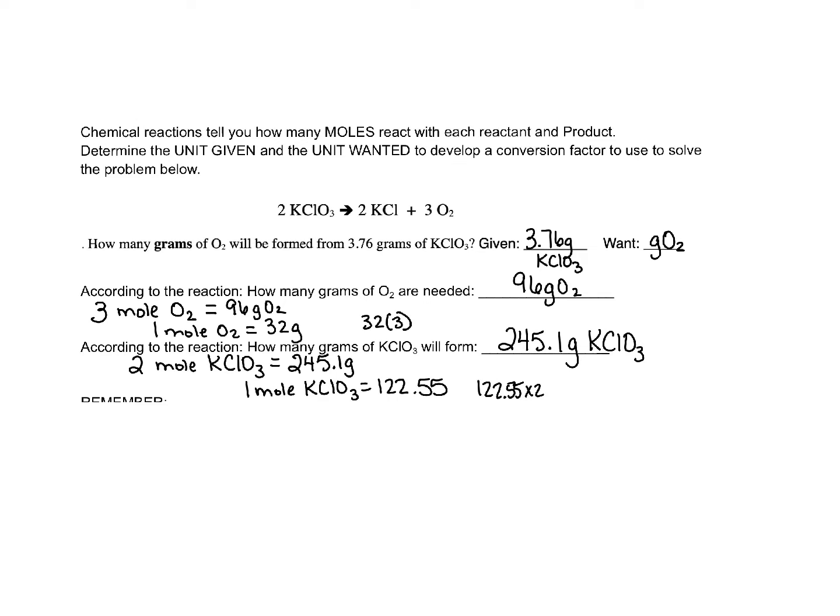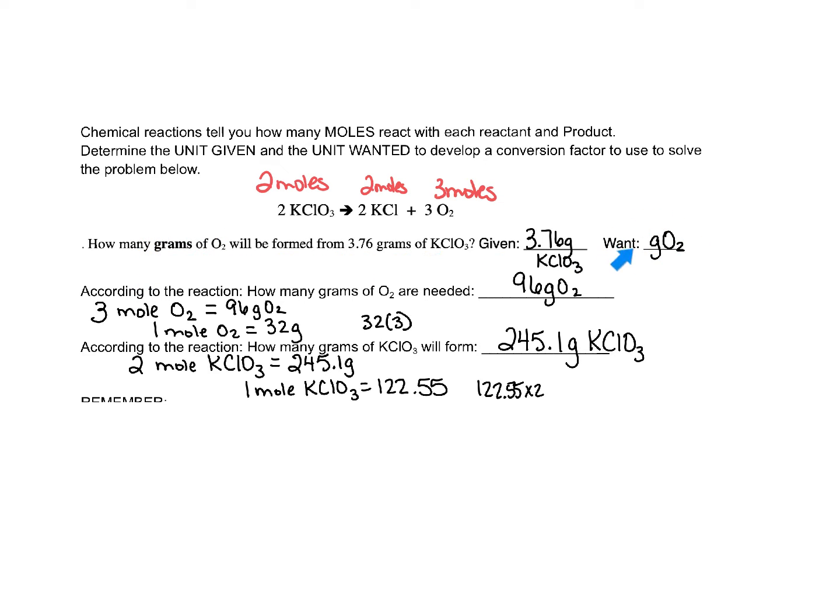So a quick review of what it is that we did. Remember that a chemical reaction tells you how many moles will react. So this chemical reaction tells us 2 moles of KClO3 are going to break down into 2 moles of KCl and 3 moles of oxygen. So when we look at this, we are asked how many grams of oxygen.